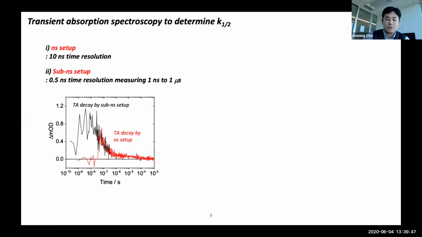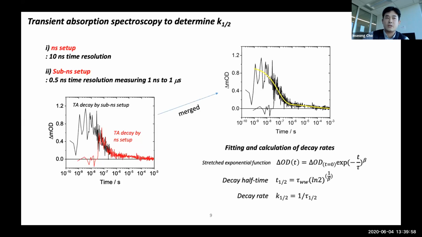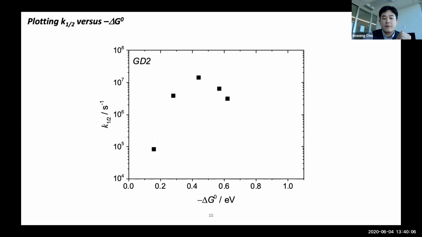So using these two curves measured by two different setups on the same sample, we merged them into one smooth curve, and then fit it to the stretched exponential function to get the decay rate. And the measured decay rate can be plotted as a function of delta G. So each point inside of this plot is a transient absorption decay rate using, for example, in this case, GD2 paired with 5 different cobalt mediators employed in this work.